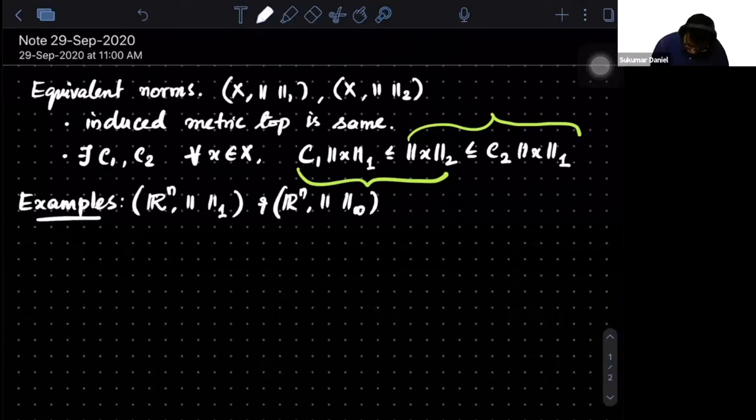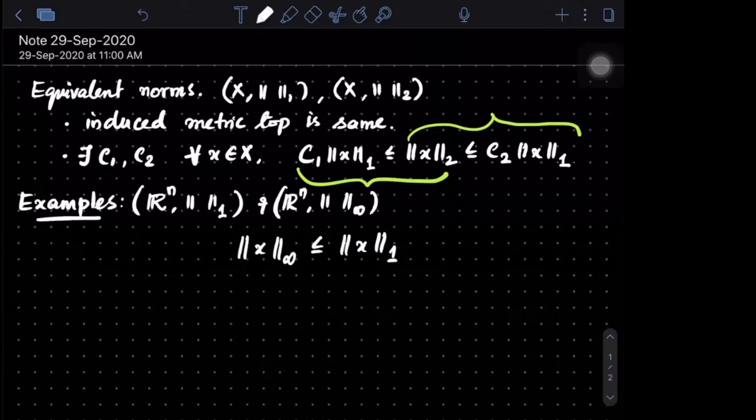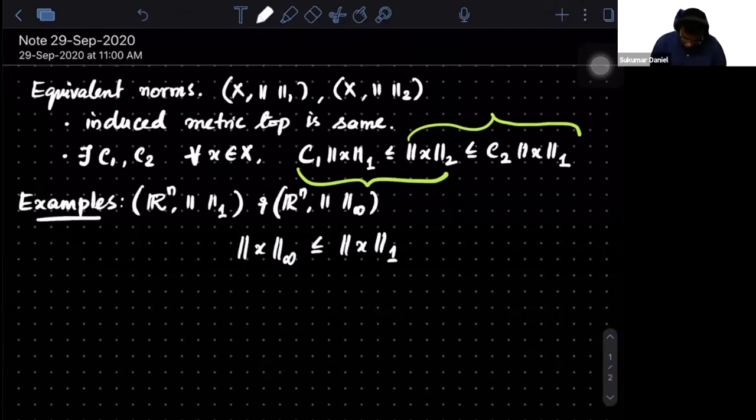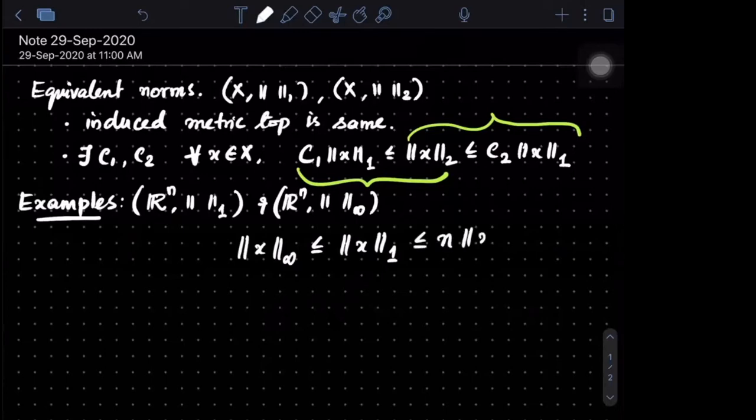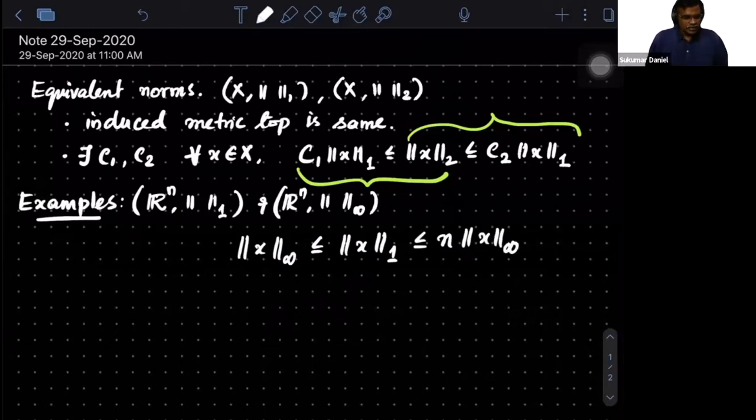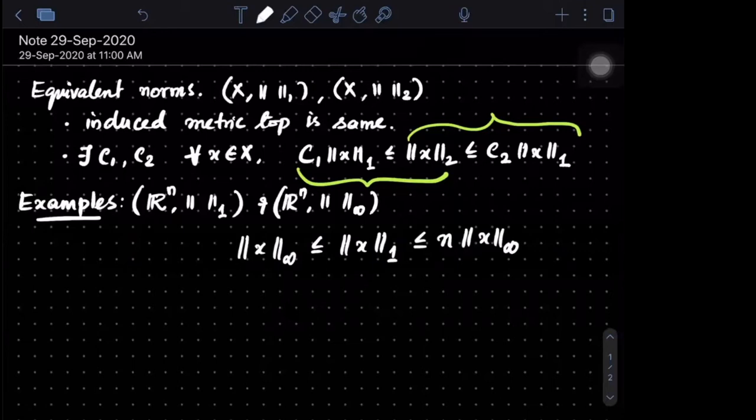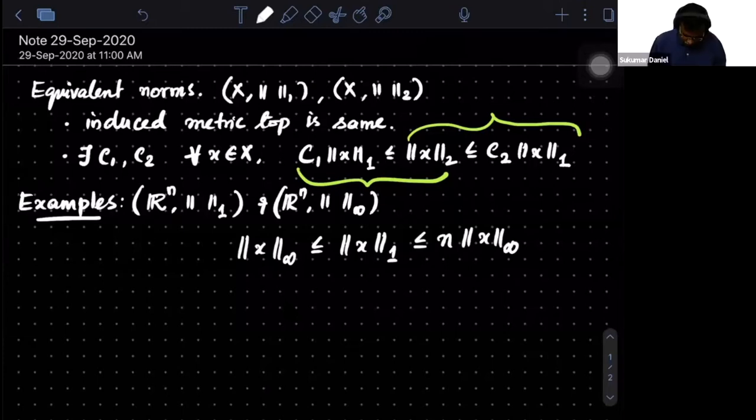Okay. So all that you are saying is this. This is less than or equal to this. This is less than or equal to n times the sup norm. Okay, so this you might have, and we are saying that this is less than or equal to n times. So check that in this case it is easy. Right. So what are the constants anyway? The C1 is 1 and the C2 is n.